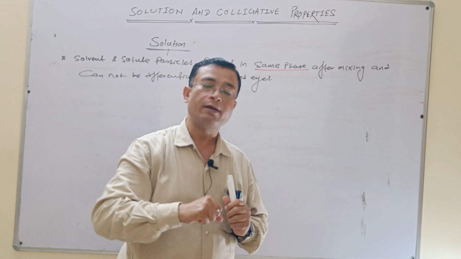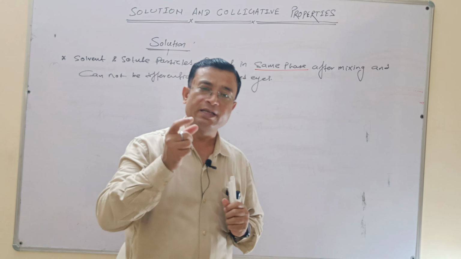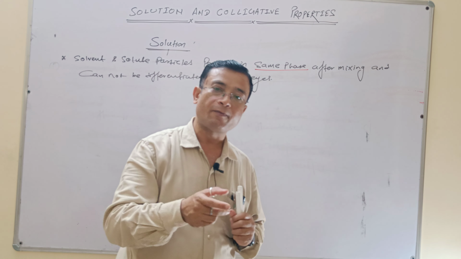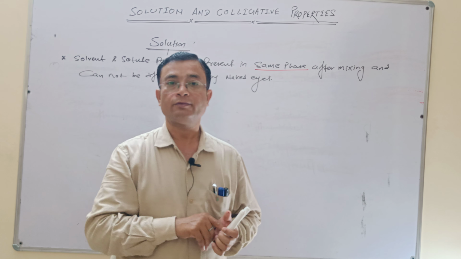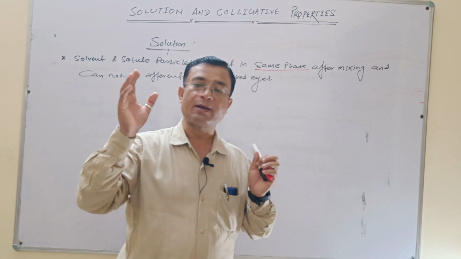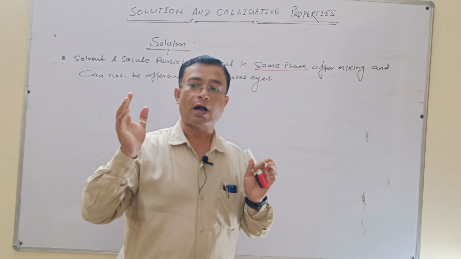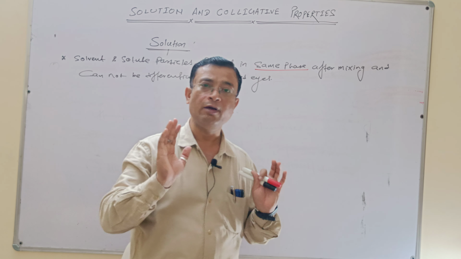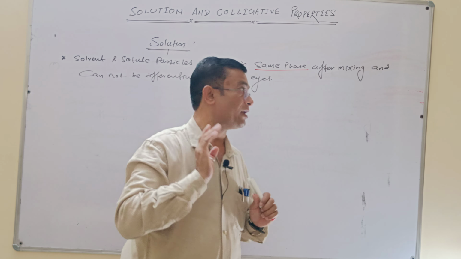If we dissolve the sugar in water, after mixing the sugar, you can't find out where is the sugar. Sugar completely dissolved in the water. In the same manner, in the atmosphere, all the gases are present in the same phase and you can't differentiate any of the gas substance with each other. Understood? By naked eye, this is not possible.